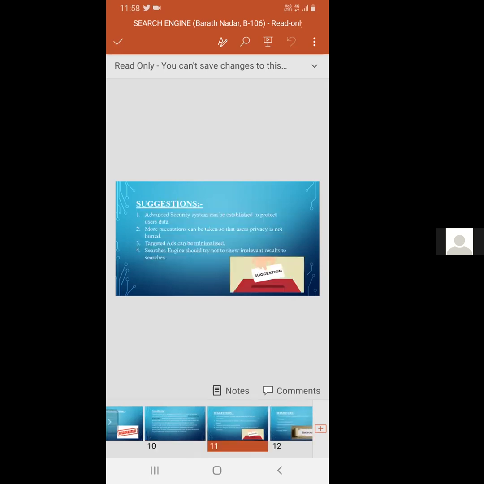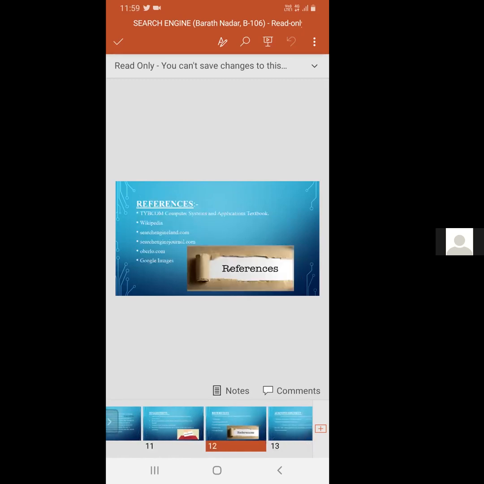Now, my suggestions on search engine are: advanced security system can be established so that the user data are protected. More precautionary steps can be taken so that the user's privacy is not hurt, and targeted ads can be minimized. Search engine should not try to show irrelevant results to our searches.